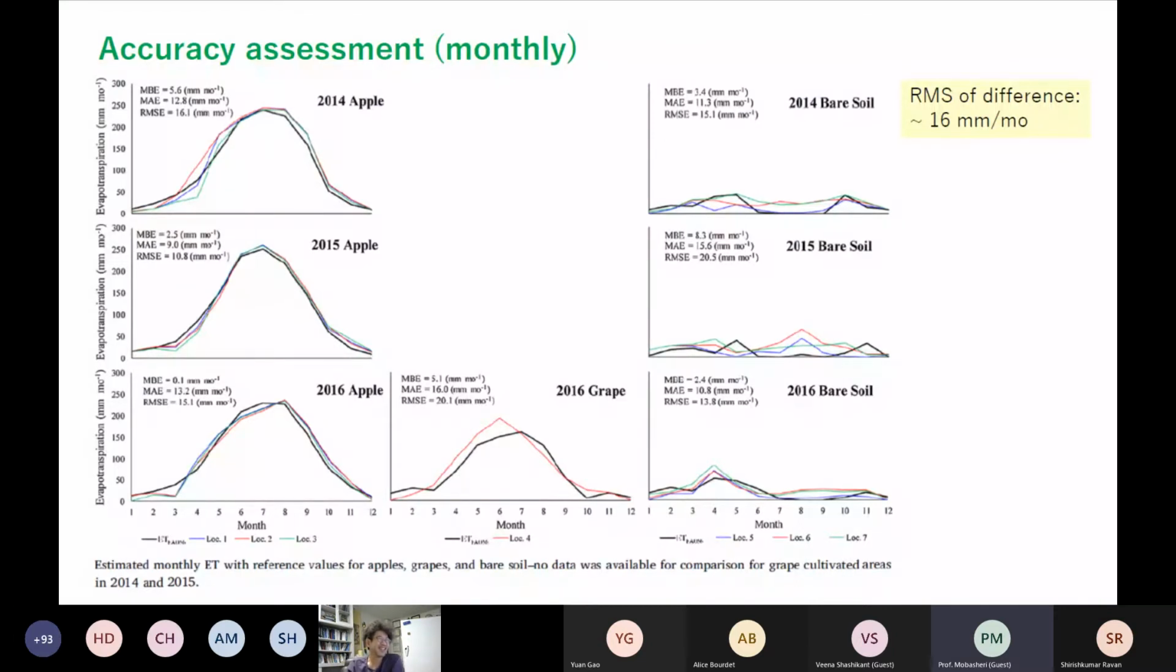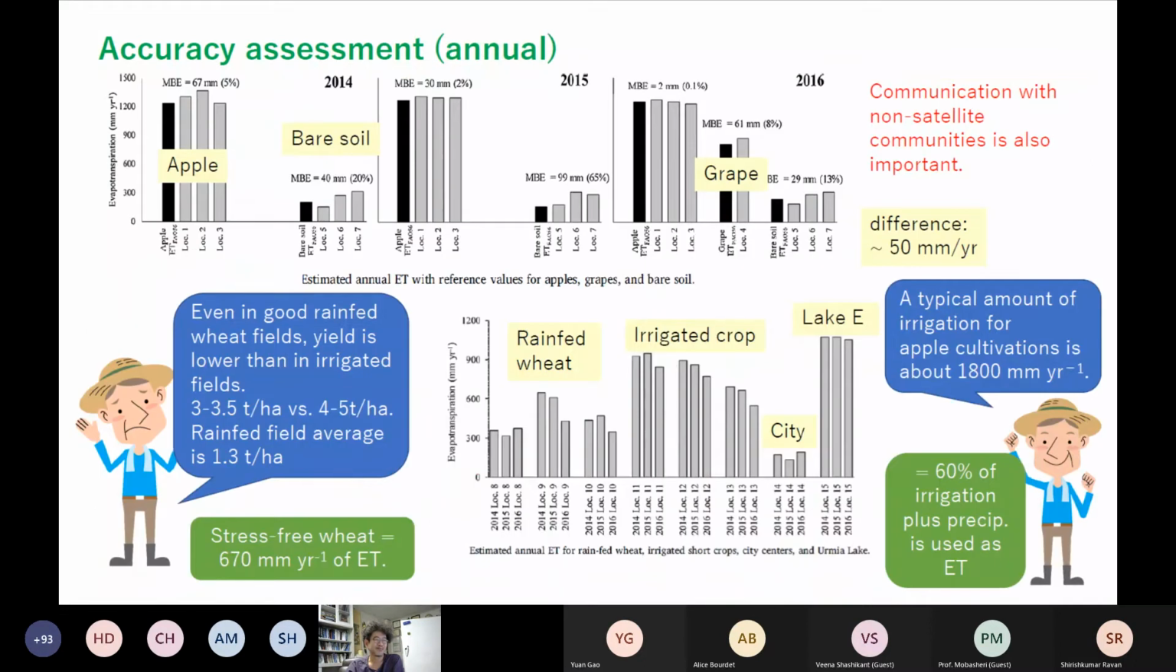Okay, thank you. This is about the monthly comparison, and for apples, grapes, and soils, our estimation is probably good. Next, please. And this is about the annual comparison. For apples, soil, and grapes, the black ones are ground-based reference values, and the gray ones are from satellite images for some sample fields. And the agreement was very good.